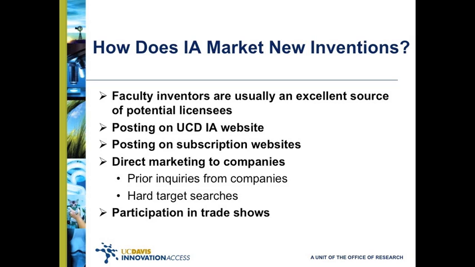The university also posts abstracts of new inventions for which we file the patent application on our Innovation Access website. In addition, we post these inventions on subscription websites that are commonly used by companies looking for new inventions to license. In addition, we try to identify companies that are working directly in this area of the invention, and we contact them. And then finally, we participate in trade shows used to find potential licensees.